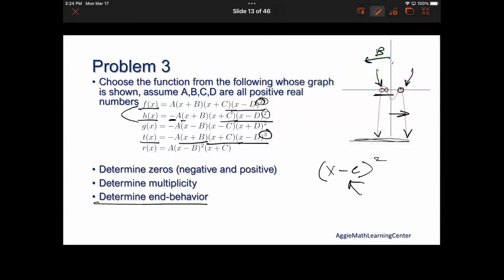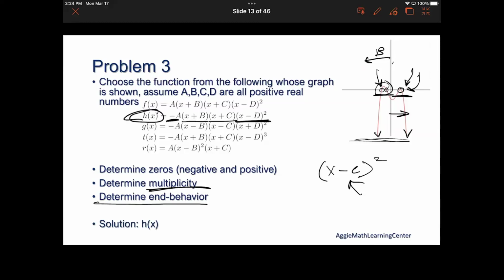So to wrap things up, I'm just going to do this really quick. We first want to determine the zeros, which in our case, our two crossing zeros are on the left side of the y-axis, right here. Our bouncing zero is here on the right side of the y-axis, and then our end behavior is negative, which means we are heading to negative infinity as we approach infinity, and our multiplicity is even, so they're both heading in the same direction. Sweet. And so our solution is going to be that h of x right there.